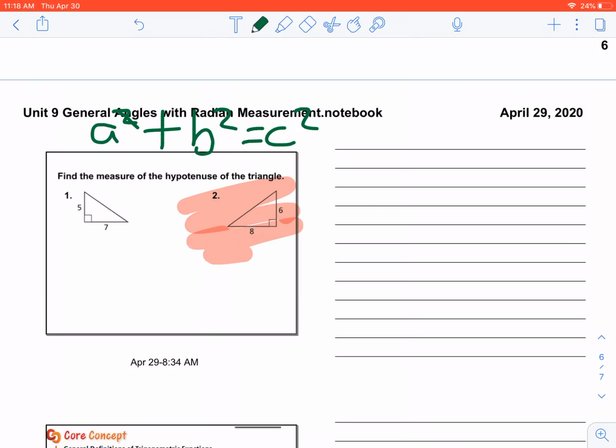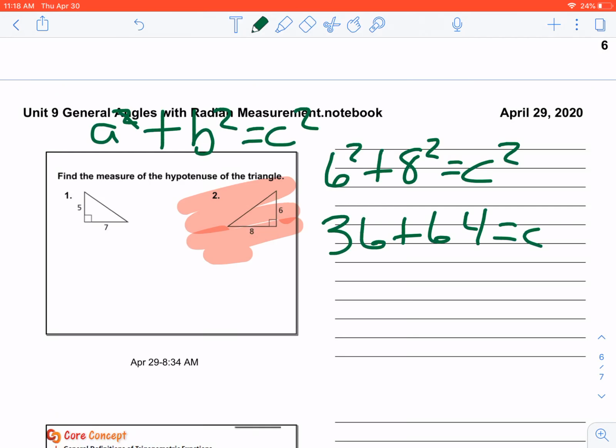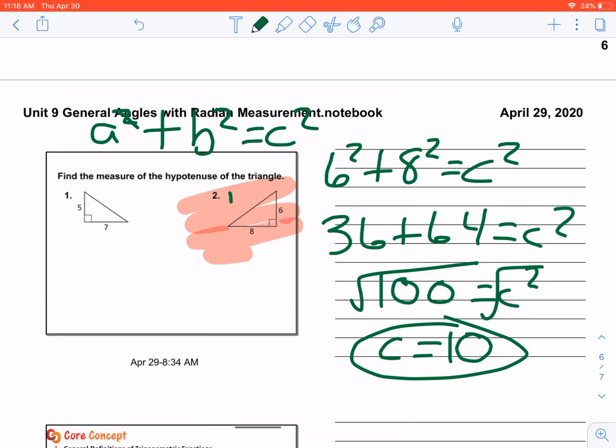So my 2 legs are 6, so 6 squared plus 8 squared equals my hypotenuse, which is c squared. 6 squared is 36 plus 64 equals c squared. So 100 equals c squared. I square root both sides, and c equals 10. So my 2 side lengths are 6 and 8, and my hypotenuse is 10. You're going to be doing that over and over again. We're identifying the 6 trig functions today, so I just wanted to recall that a little bit.